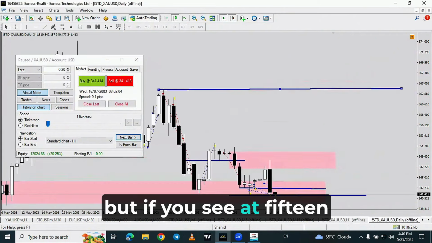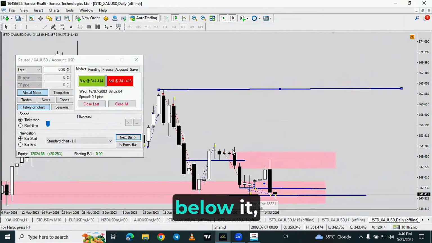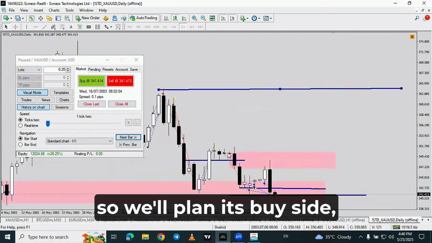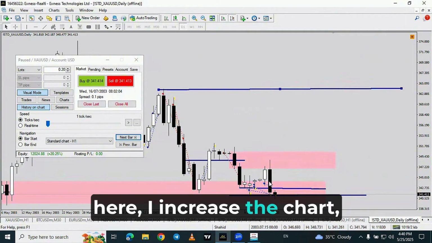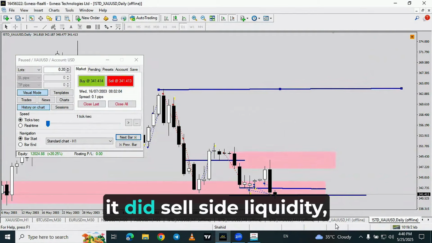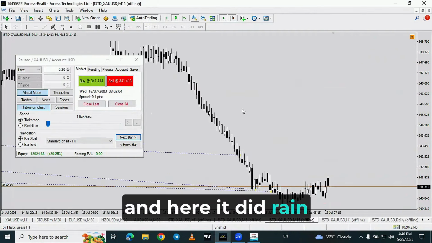But if you see at 15 minutes, we're on the buy side. Below it, our zone is on the buy side. So we'll plan its buy side. So let's increase it a bit. Here, I increase the chart. So here see, it did sell side liquidity and here it did range liquidity too.